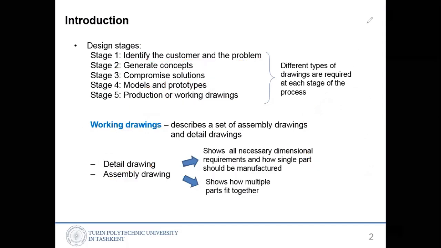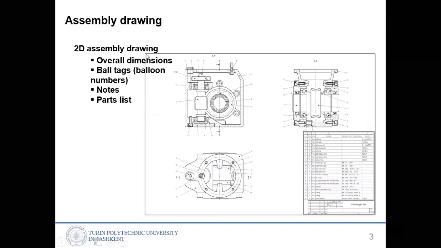And let's see the next slides. So here is an example of an assembly drawing. An assembly drawing sometimes includes overall dimensions, but not every time. It's not always included, but it is possible to have overall dimensions.